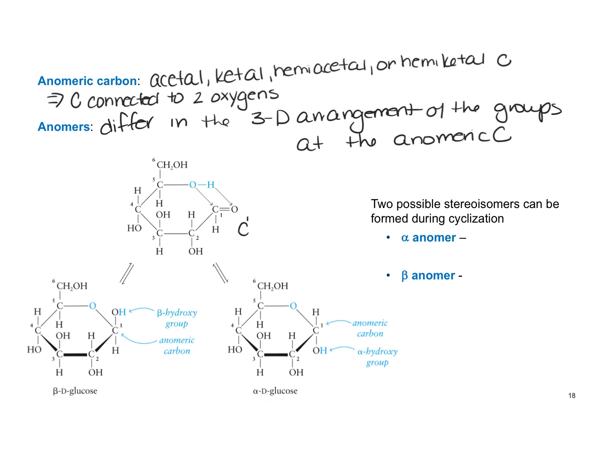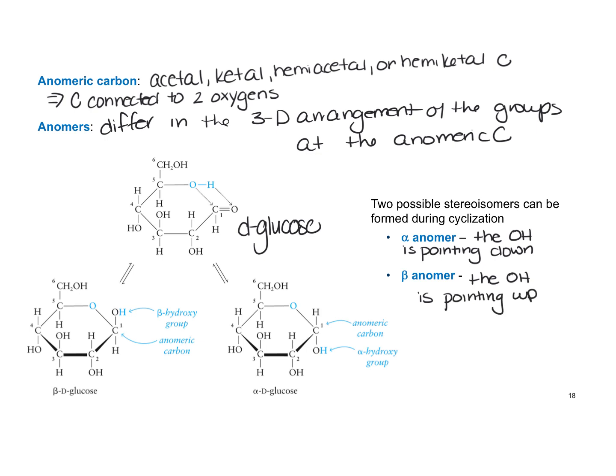The D-glucose part just comes from the fact that this molecule is D-glucose. Okay, and so the alpha anomer is the one where the OH is pointing down, and the beta anomer is the one where the OH is pointing up. Now, the way that I remember this is alpha is down and beta is up.